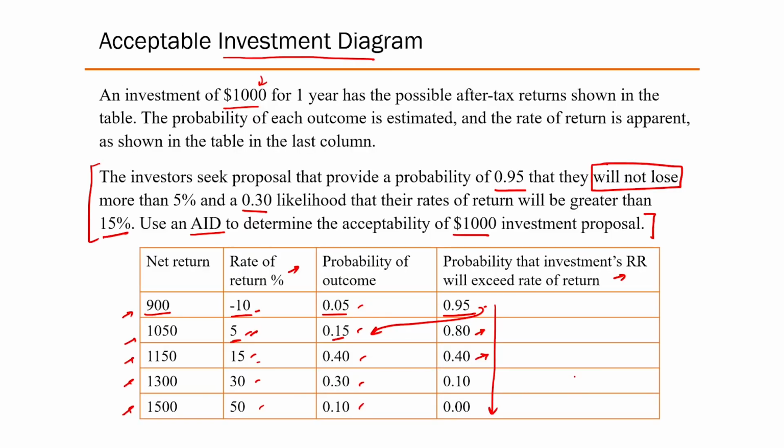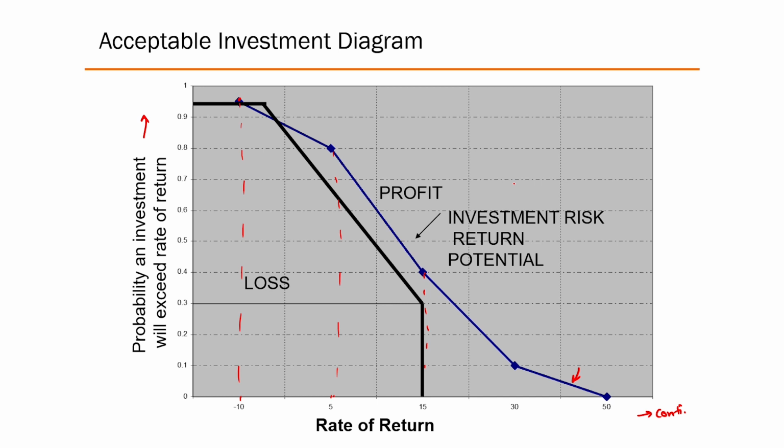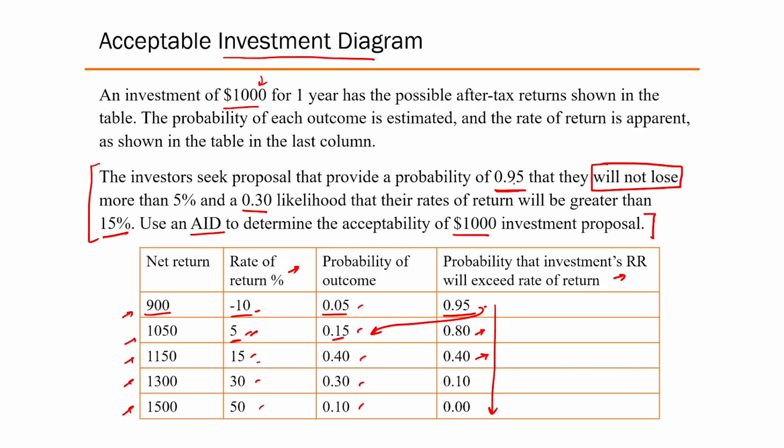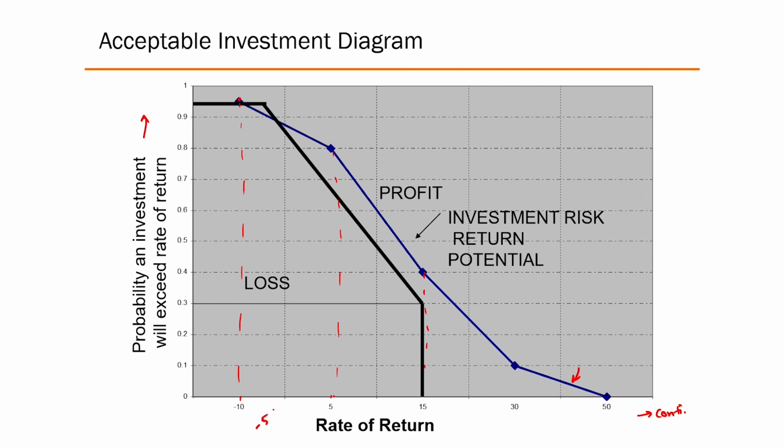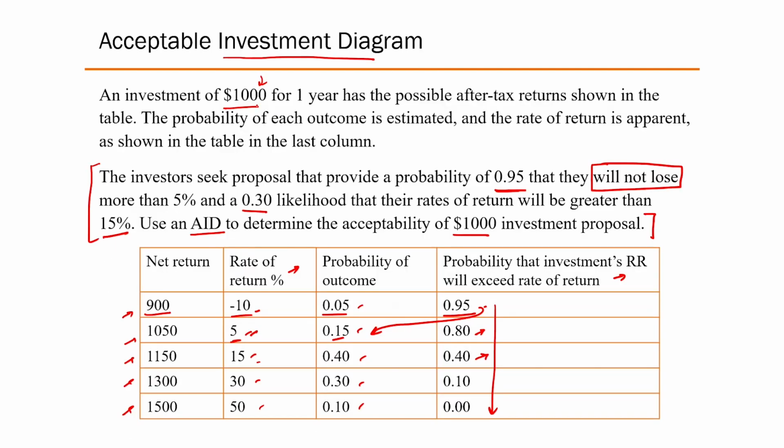Now you have two more conditions. One is you want a profile where there is at least a 95% probability that you will not lose more than 5%. So on the same graph, you locate the 5% and 95. You will not lose more than 5%. So this is basically somewhere minus 5% you are looking for. That is the point which is of interest to you, right? And then the 30% likelihood that the rate of return will be greater than 15%.